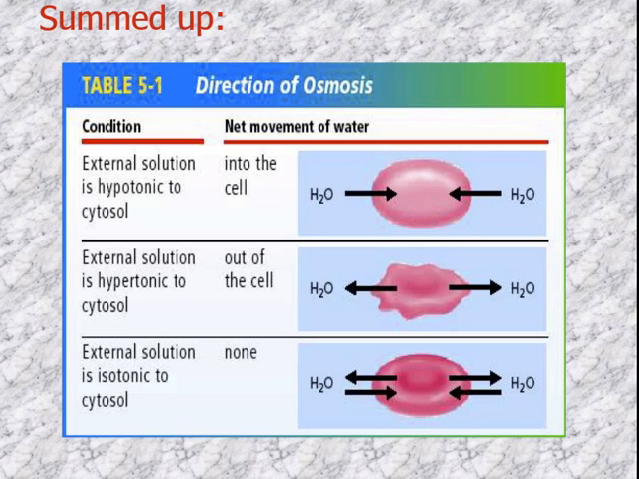And notice that the blood cell has its typical sort of donut shape. That's the way the blood cell is supposed to look. Water is coming and going at an equal rate.